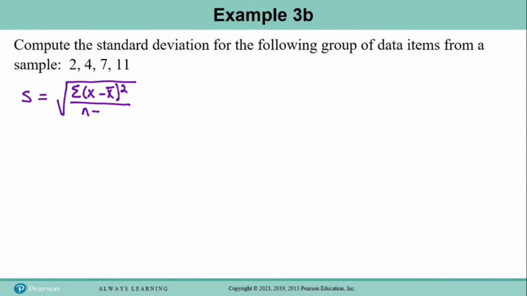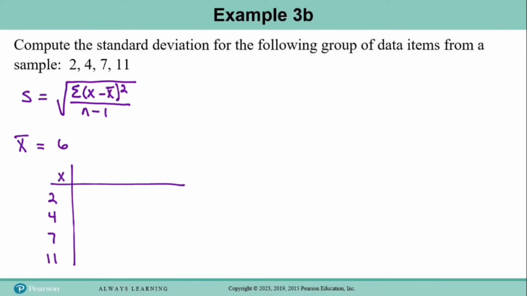Let's go ahead and write down our sample standard deviation formula that we'll be using. It helps a lot if you can look at the formula while you're doing your work. In order to find the deviations, we need the mean. So the first thing we do is calculate the mean of these four numbers. If you add these four numbers and divide by 4, you'll find that the mean of this data set is 6. So you write x bar equals 6.